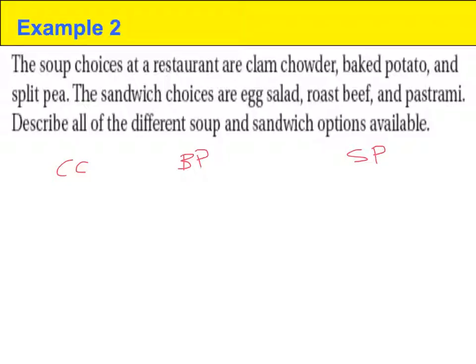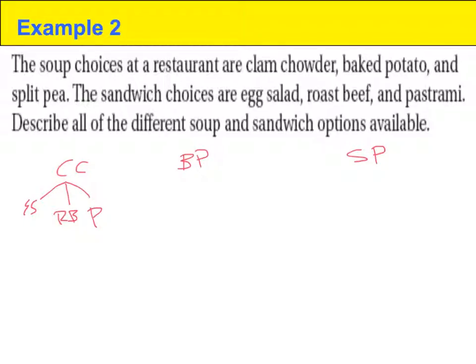After you choose your soups, that can be broken down. You can choose a sandwich. So with clam chowder, you can choose an egg salad sandwich. You can also choose a roast beef sandwich. Heck, if you want to, you could even choose a pastrami sandwich.